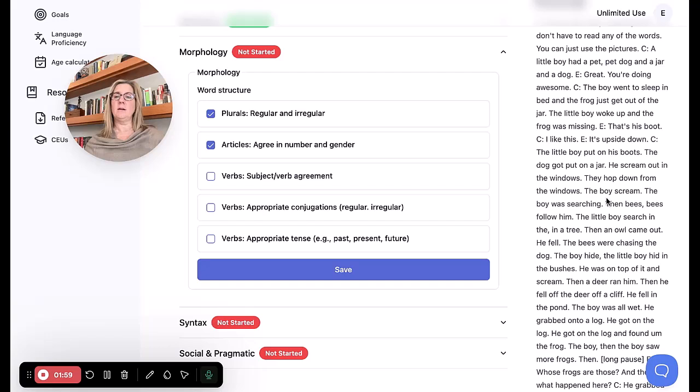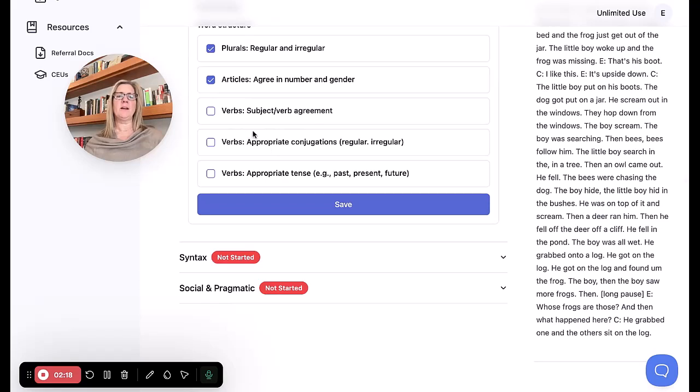We see a lot of errors in it. Sometimes we have it correct, like here, an owl came out. That's correct. He scream. Let's say we won't check that one just because we know that there are quite a few where she did not do that correctly.